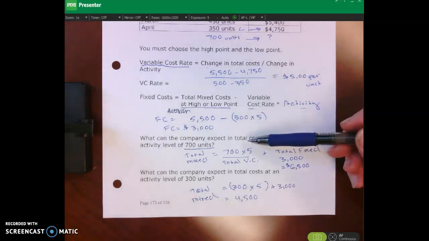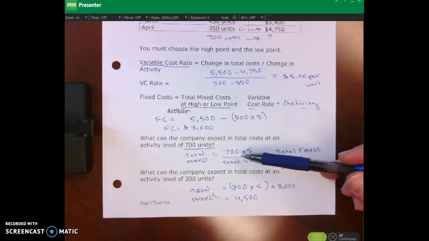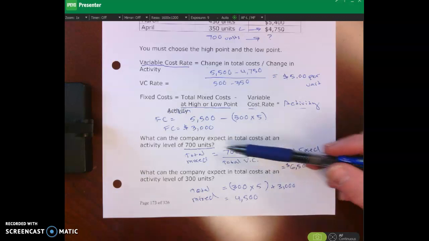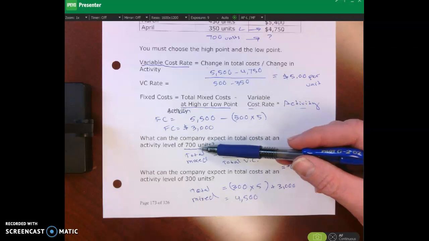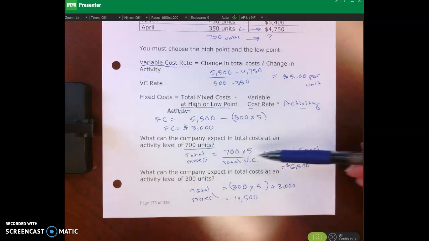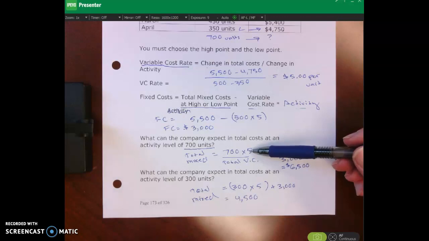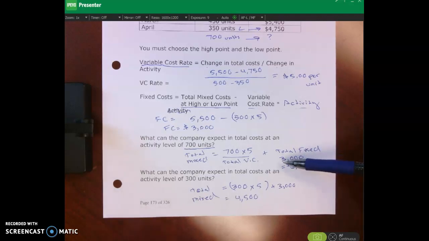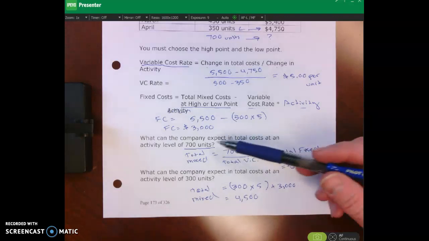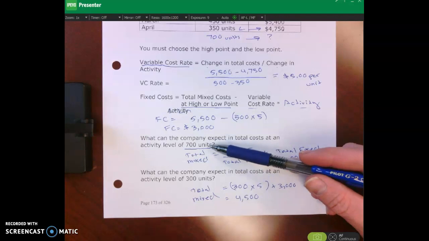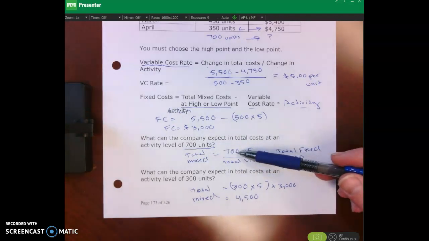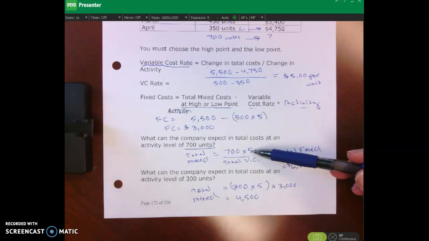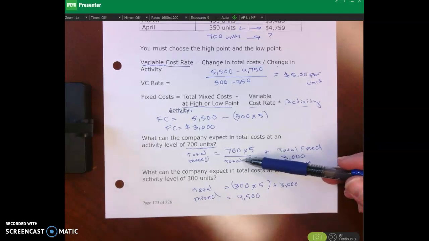So if we look back at these problems, this is what we did in some of the other lecture video. Remember, what we were assuming is we want to know what's the total cost at 700 units. And what we assumed is that our variable cost per unit stays the same and that our total fixed costs also stay the same. Remember, those are our key assumptions that we've been dealing with in this entire chapter. So if those assumptions hold true, we can figure out our total mixed cost at 700 units by multiplying the number of units times the variable cost per unit, which stays the same. This would give us our total variable costs.